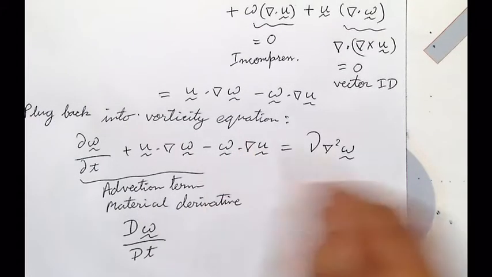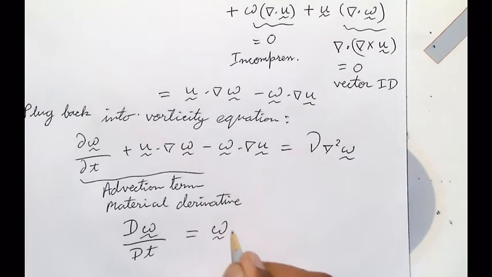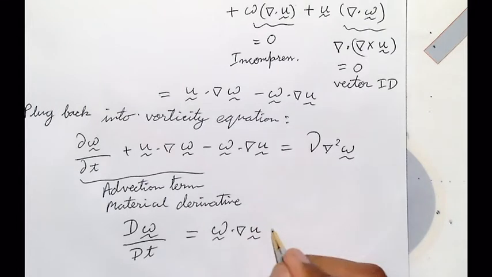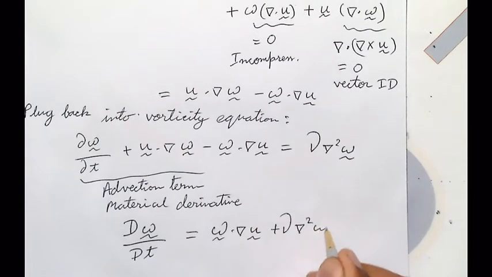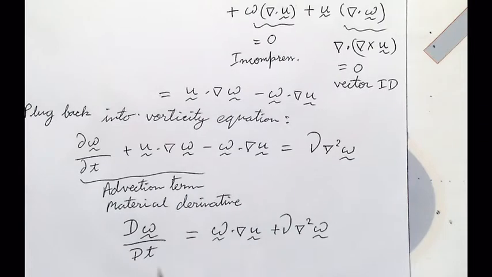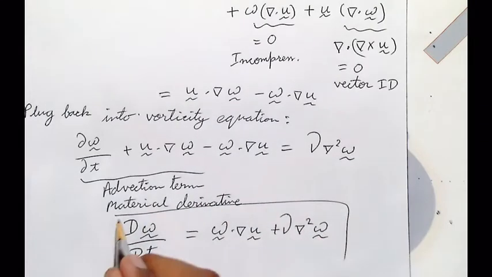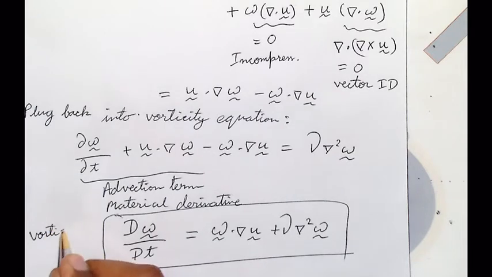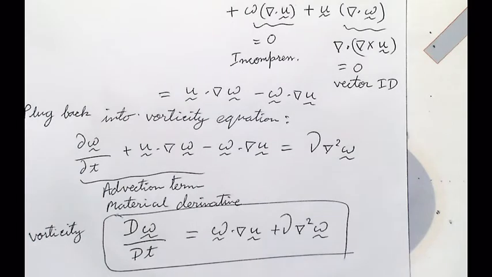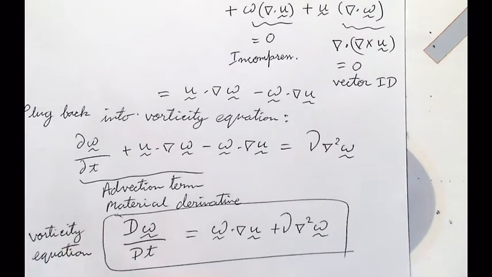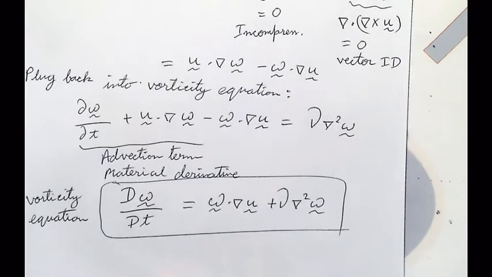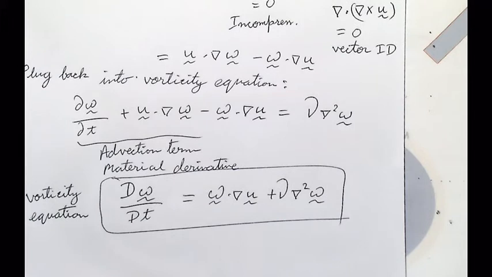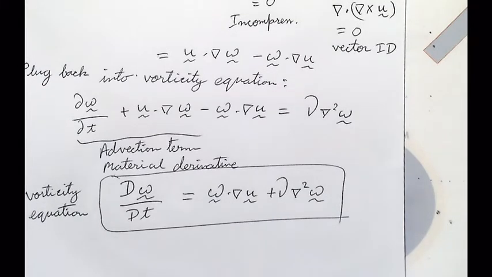Let's take this minus to the other side, which is omega dot nabla u plus nu nabla squared omega. So this is the full vorticity equation. There are no assumptions in here. The only assumption is incompressibility. And it's very clean and neat. Now, do you know what this term is called?